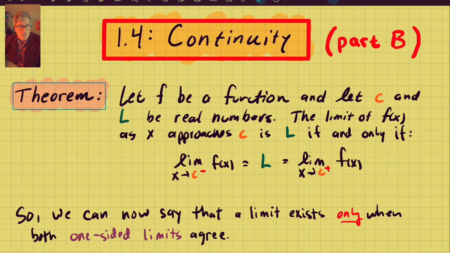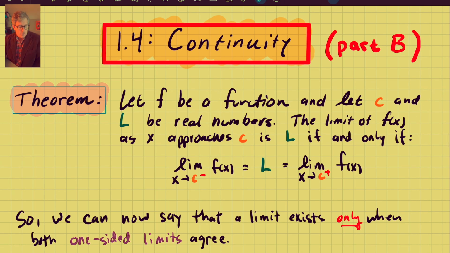Hey everyone, welcome back to Calculus 1. This will be part B of lecture 4. And in this section, we're going to continue with our discussion of continuity. So we want to jump into a theorem next.